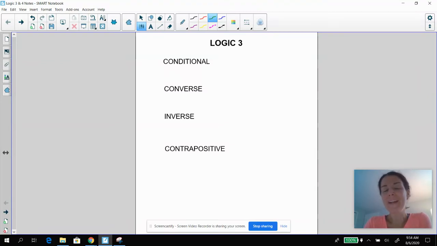Okay, we are back and we are talking about logic 3 and logic 4 today. So we are just sort of expanding on everything that we learned in logic 1 and logic 2. In logic 1 and logic 2, we talked about the initial conditional statement and we talked about the converse.